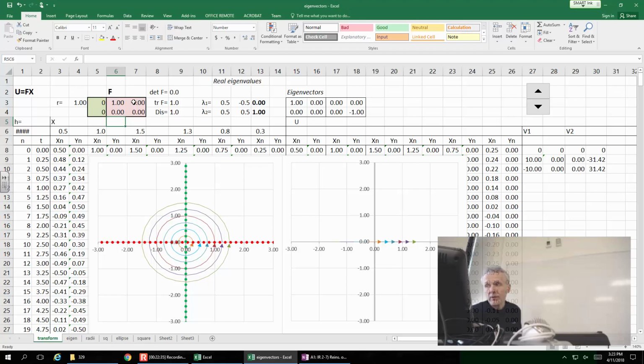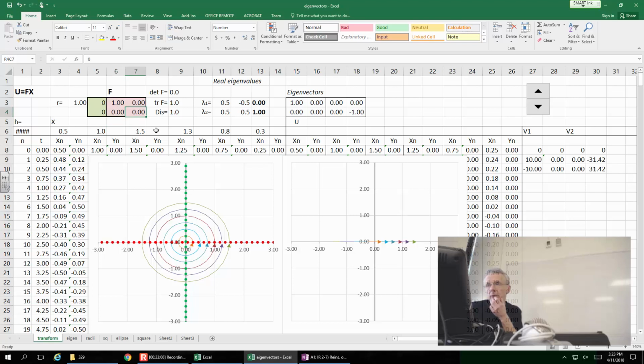But the image is the red line, and the kernel is the green one. It is the projection, right? All the multiples of 0, 1 will be in the kernel. So, okay, what else might we have? Determinant is equal to 0. Let's try.